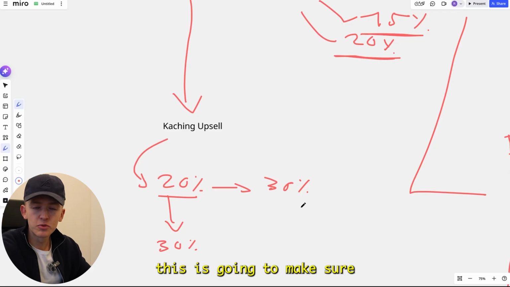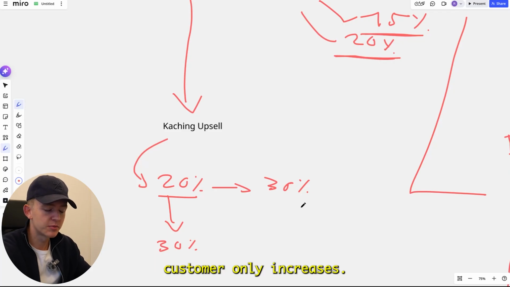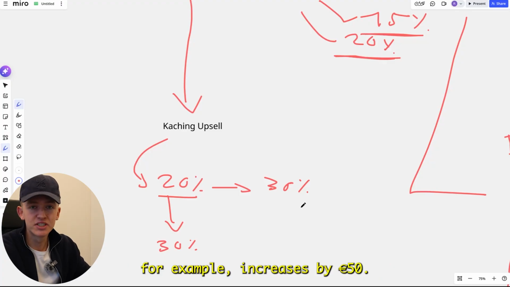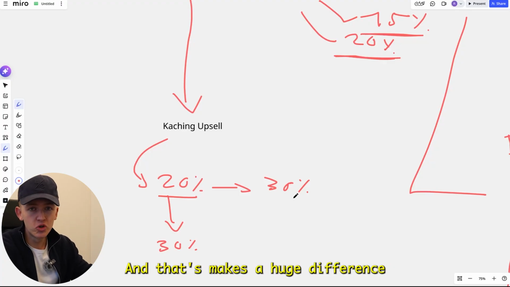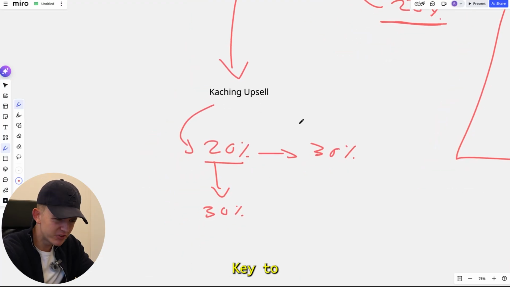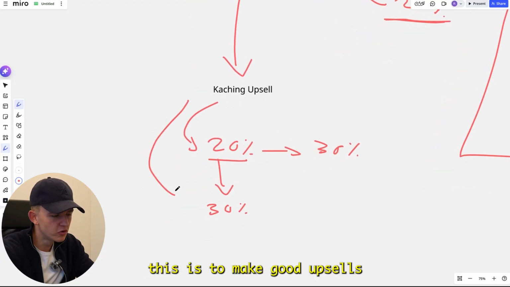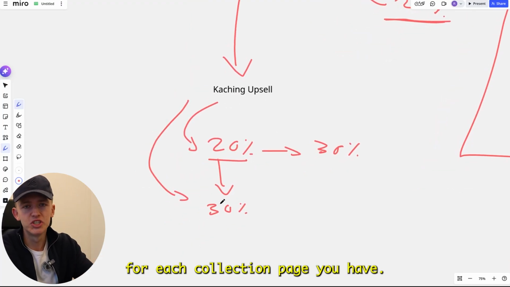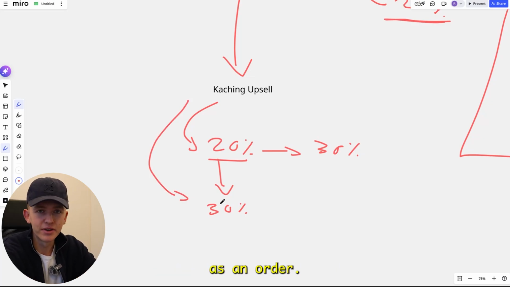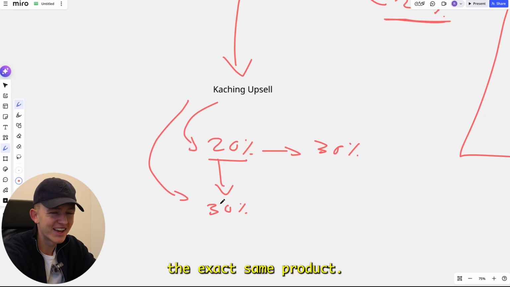Guys, this is going to make sure that your revenue per customer only increases. So your average revenue per customer, for example, increases by €15. And that makes a huge difference in terms of your AOV. And what's the key to this, guys? The key is to make good upsells for each collection page you have. Let's say you say, okay, similar products as the order. Then you're going to upsell the exact same product.